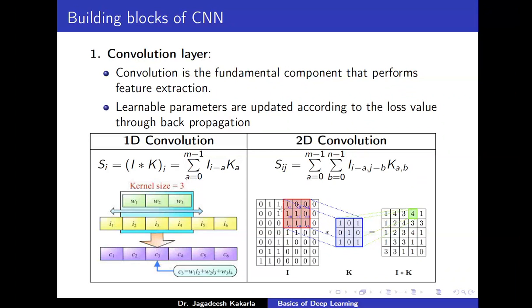Suppose let's take this as my input and this as my filter. So what I will do is 1 into 1 plus 0 into 0 plus 0 into 1 plus 1 into 0 plus 1 into 1 plus 0 into 0 plus 1 into 1, 1 into 0, 1 into 1. They will do the total, and you will get 4.